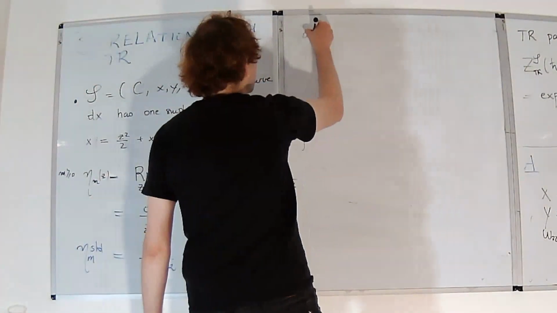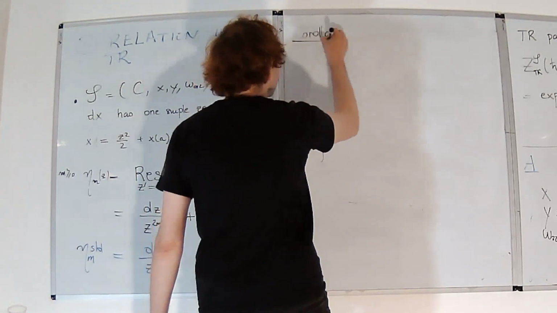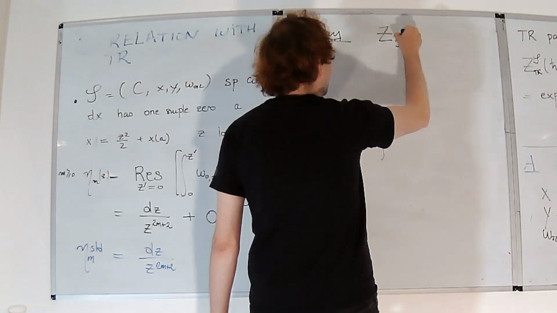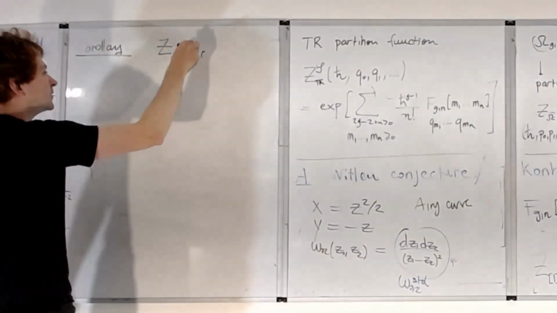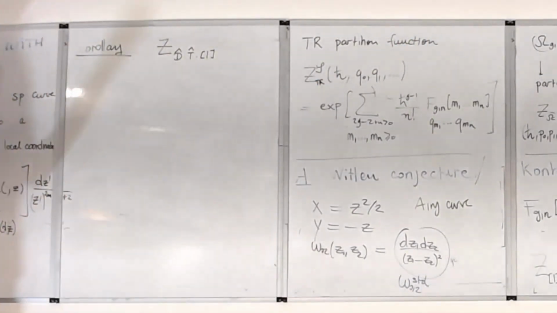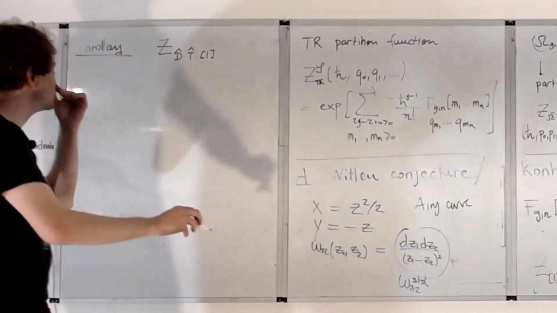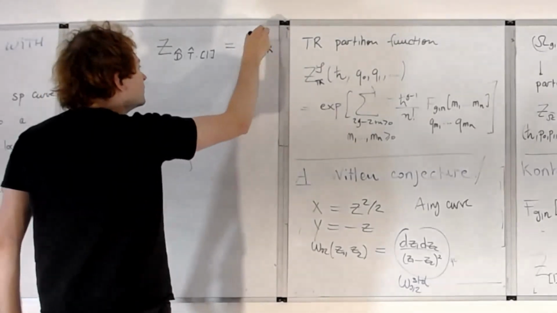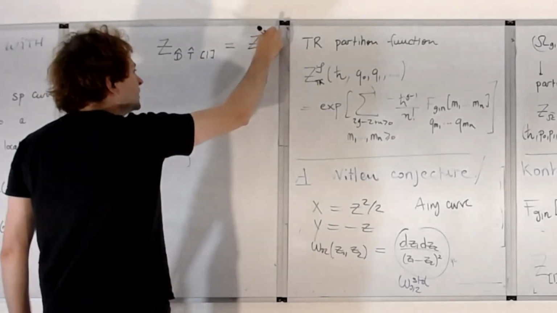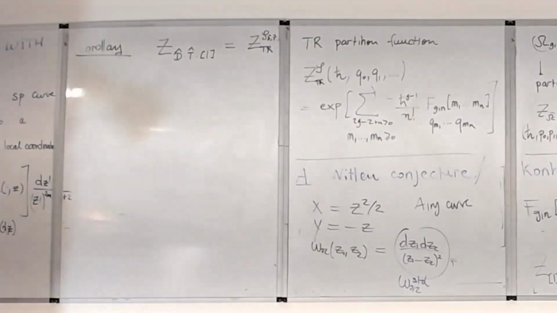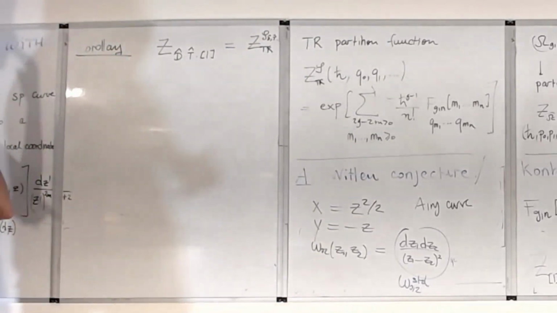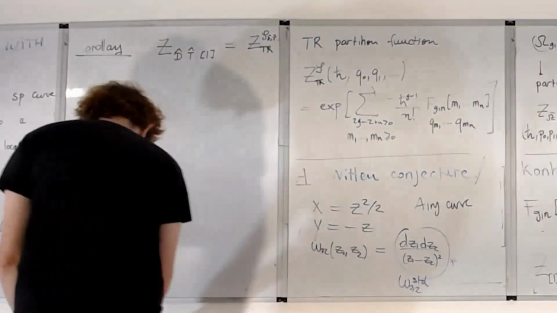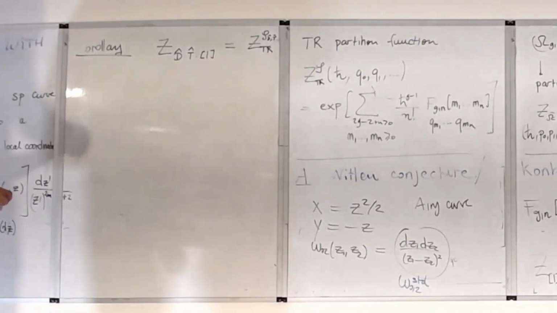So, corollary. If I do Z of d hat, t hat of the trivial class, it is going to be Z TR of a certain curve that depends on d hat and t hat. Or you could say conversely, because I'm going to write what the spectral curve is here.